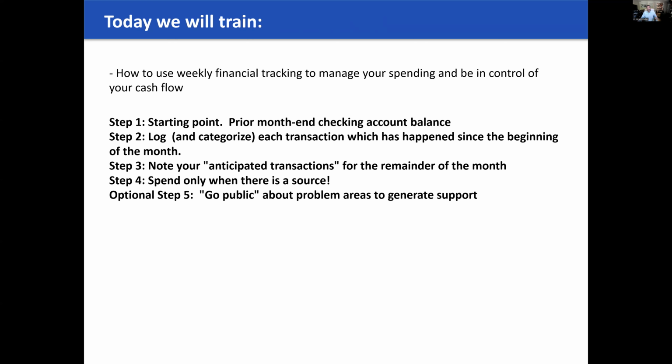Step 4, spend only when there's a source. So when you're thinking about what's going to happen for the rest of the month, you want to make sure that you only spend money when the thing you want to spend on was something that you anticipated for the rest of the month. We'll talk more about that later. And then there's an optional step 5, called Go Public.